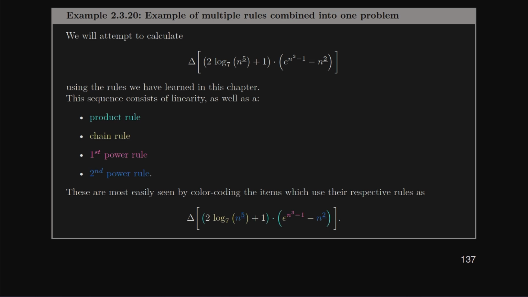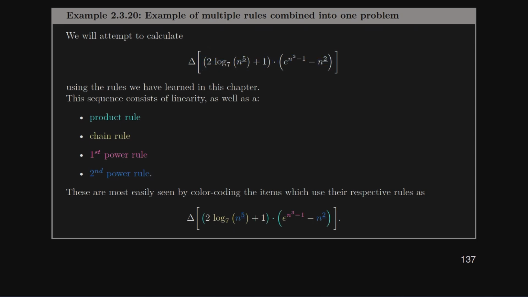Okay, then we're going to finish out with something that's maybe a little bit too complicated for anything that you would actually be asked to compute or show your proficiency with, but it gives a good example of the breadth of knowledge we have accounted for so far in finite differences and rules for finite differences. So suppose I've got this overly complicated sequence here, which is defined by 2 log base 7 of n to the falling factorial 5 plus 1 times e to the n cubed minus 1 minus n to the falling factorial 2. It turns out we will be able to use a lot of the rules we've developed in this chapter to compute and simplify, to a certain extent, the finite difference of this large term.